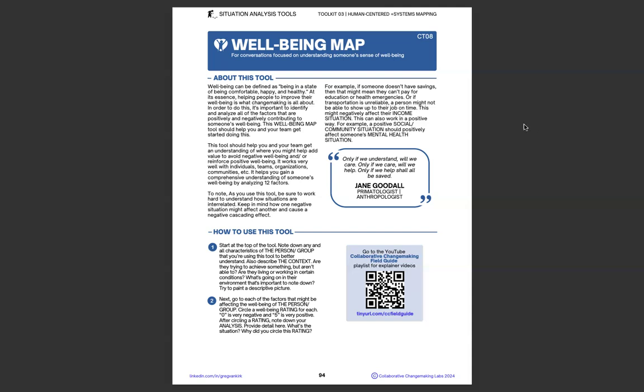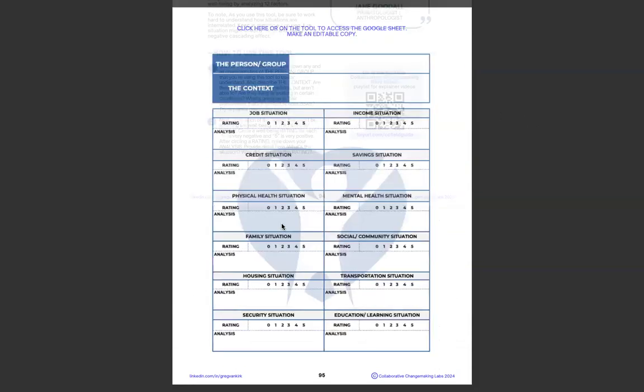So let me walk through this and talk to you about what this is all about and how to do it. So here's the tool. In your field guide, this is a PDF. As always, if you look at the top, you can click on the tool to access the Google Sheet and you can also make an editable copy. That's what you're going to want to do if you're using it. As well, if you want to edit it, change it, expand it, take out some of the situations or add new ones, that's great. So it's all up to you once you've got this.